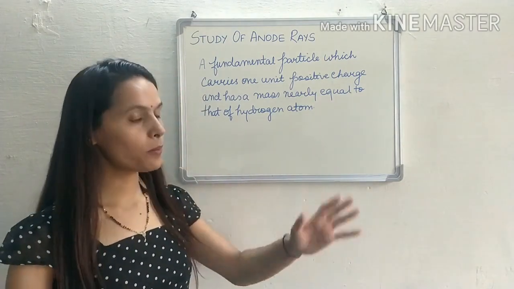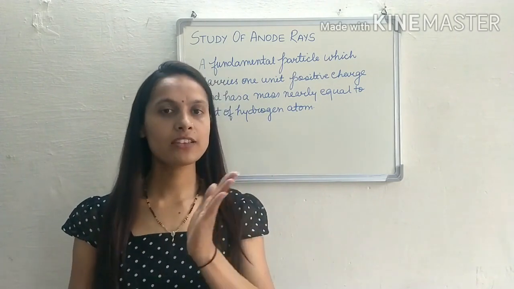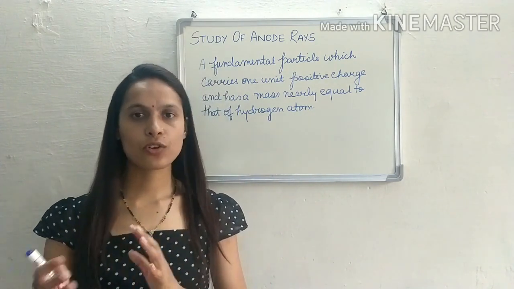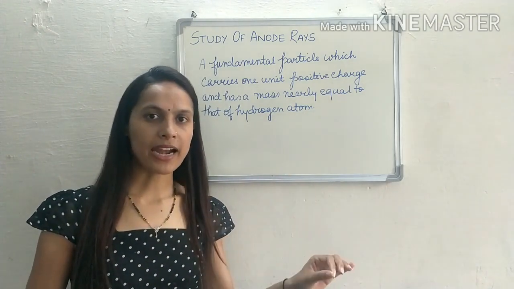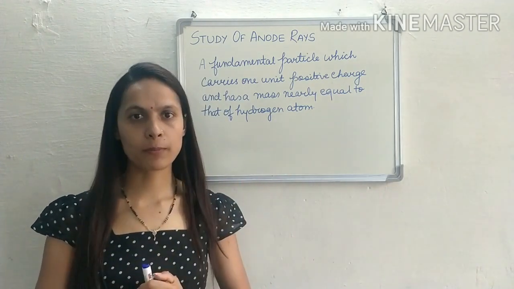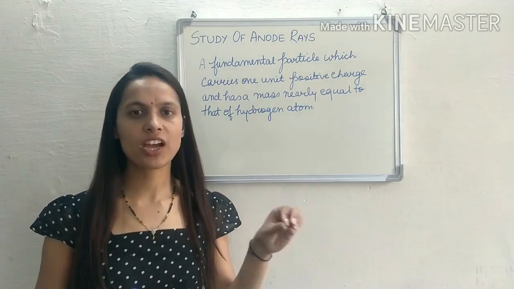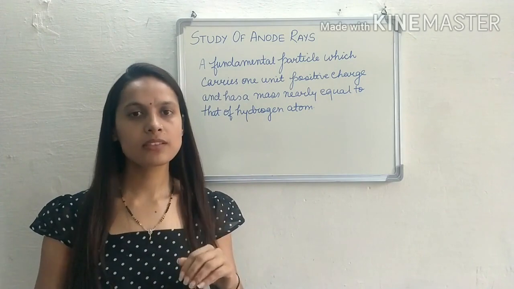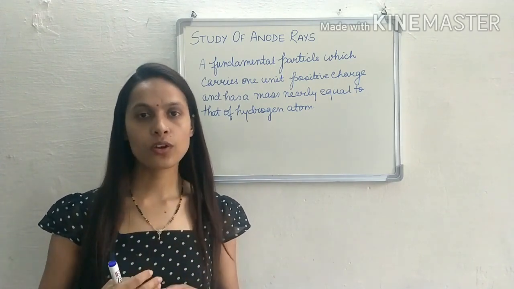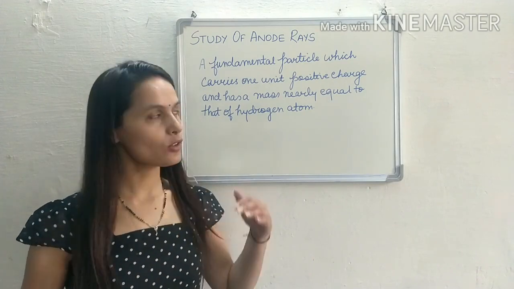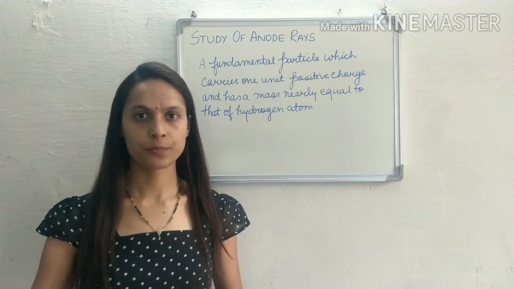So in this way, what was discovered? Electrons as well as protons. So when electrons and protons were discovered, it was established that an atom is made up of 2 subatomic particles, that is electrons and protons, one carrying a negative charge and one carrying a positive charge. Means at that time there was no discovery of neutron. Neutron was discovered later on. So now we'll study how neutron was discovered.